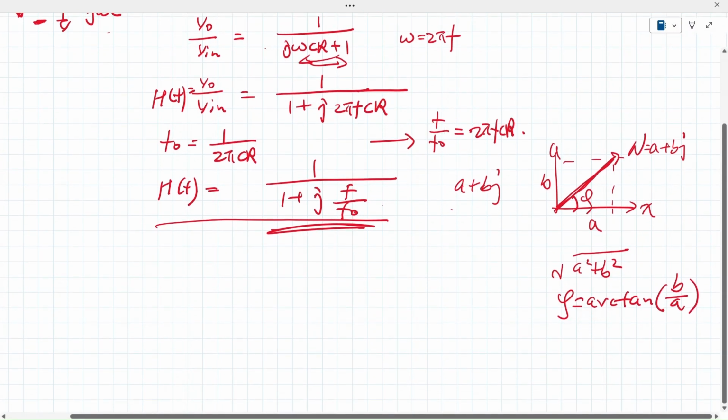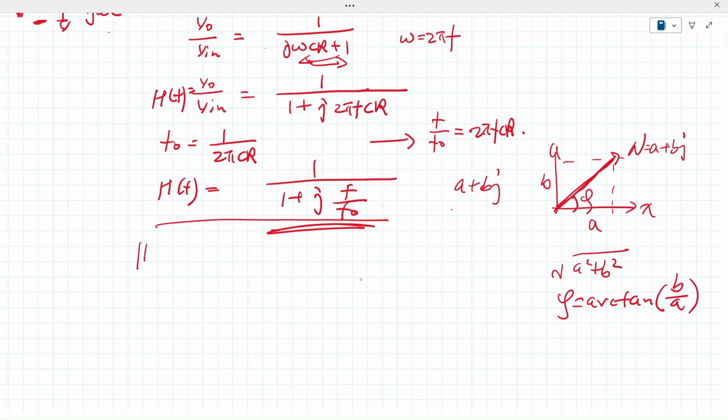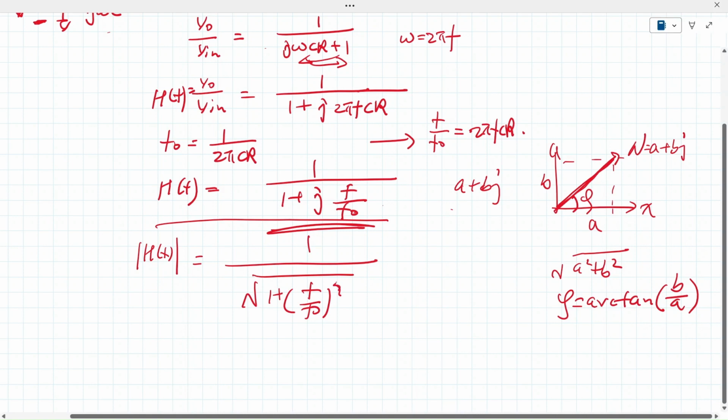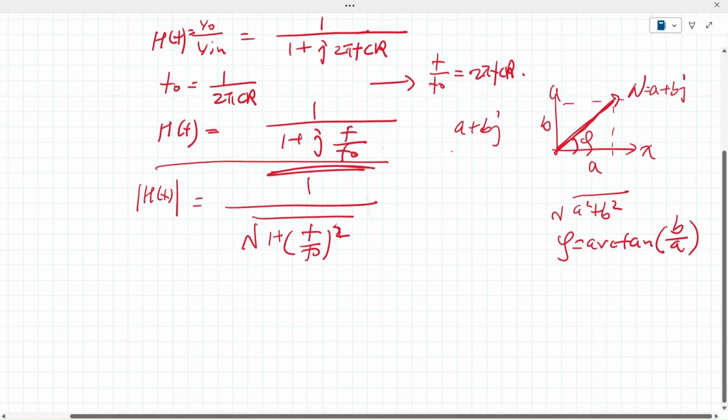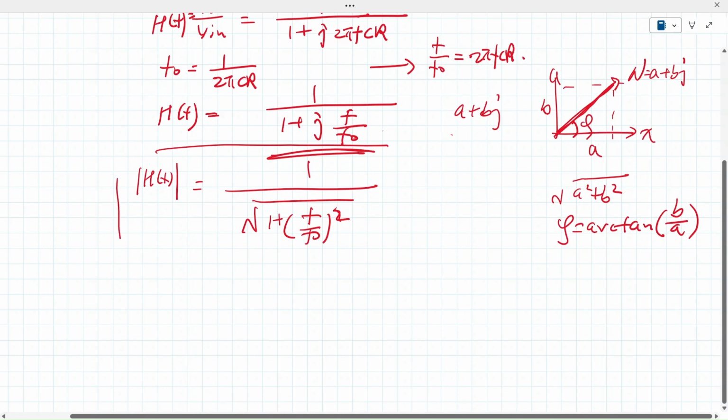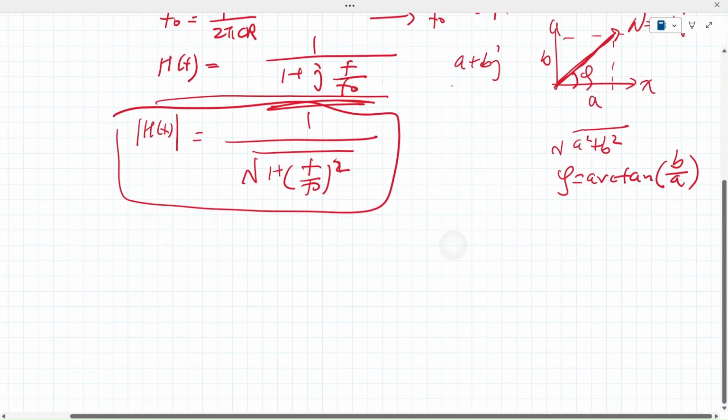Now what is the amplitude of this transfer function H(f)? The amplitude equals 1 over the square root of 1 plus f over f naught squared. So that's the amplitude. This is a very important equation. Let's dive into it. We have three situations here.